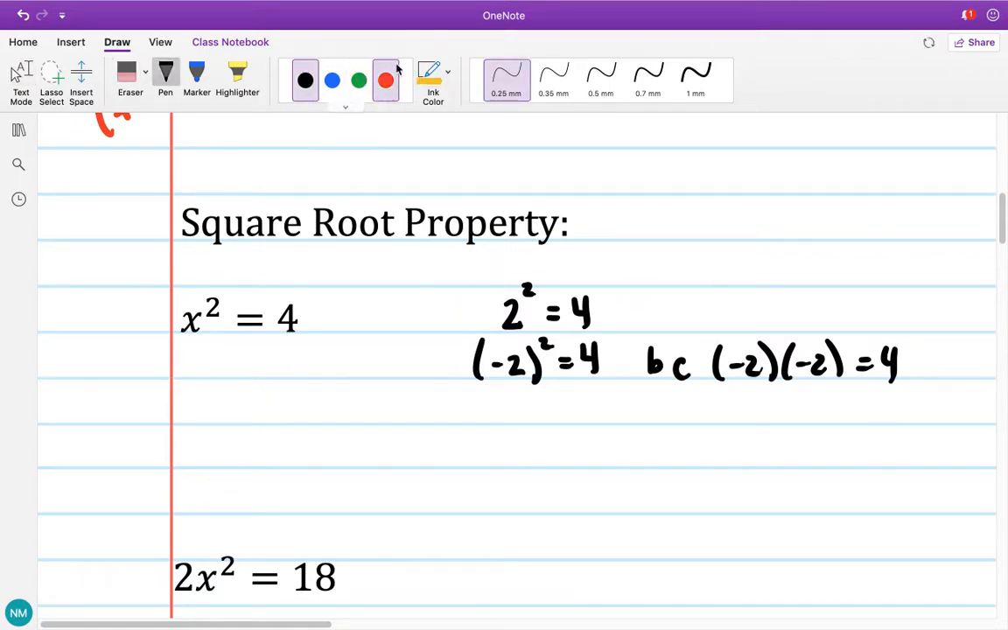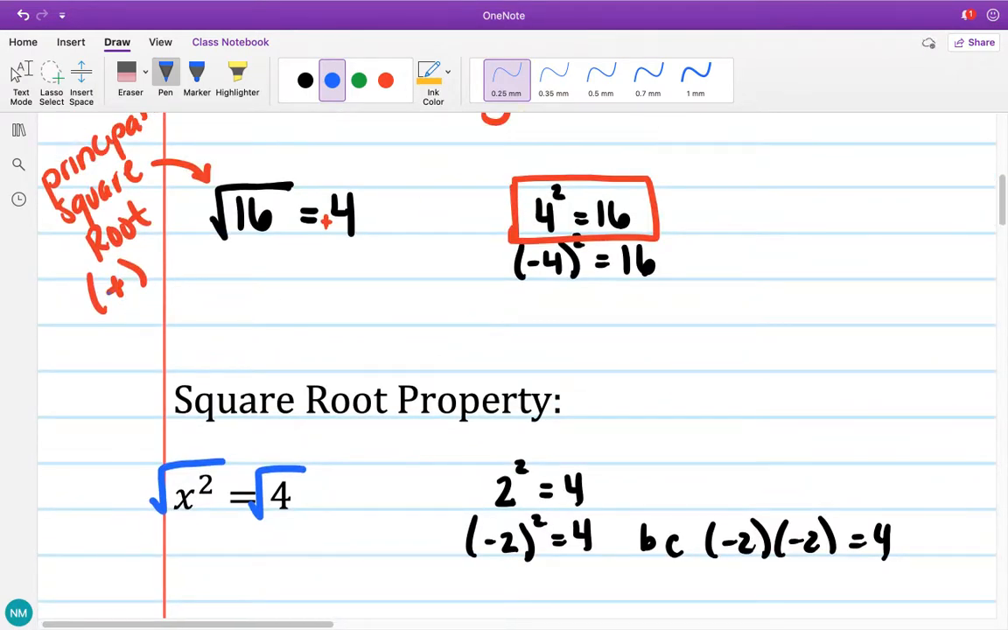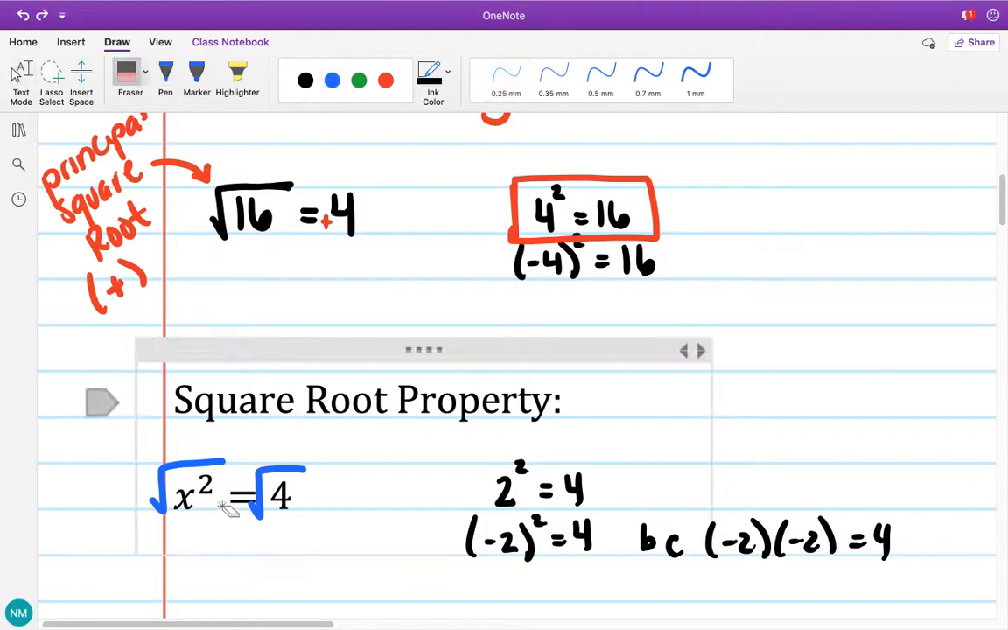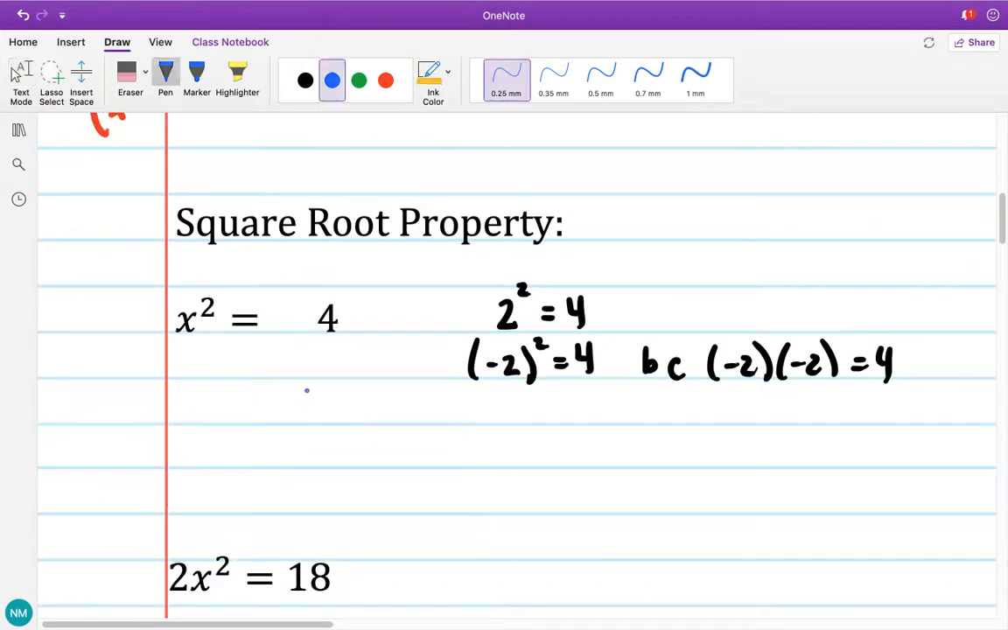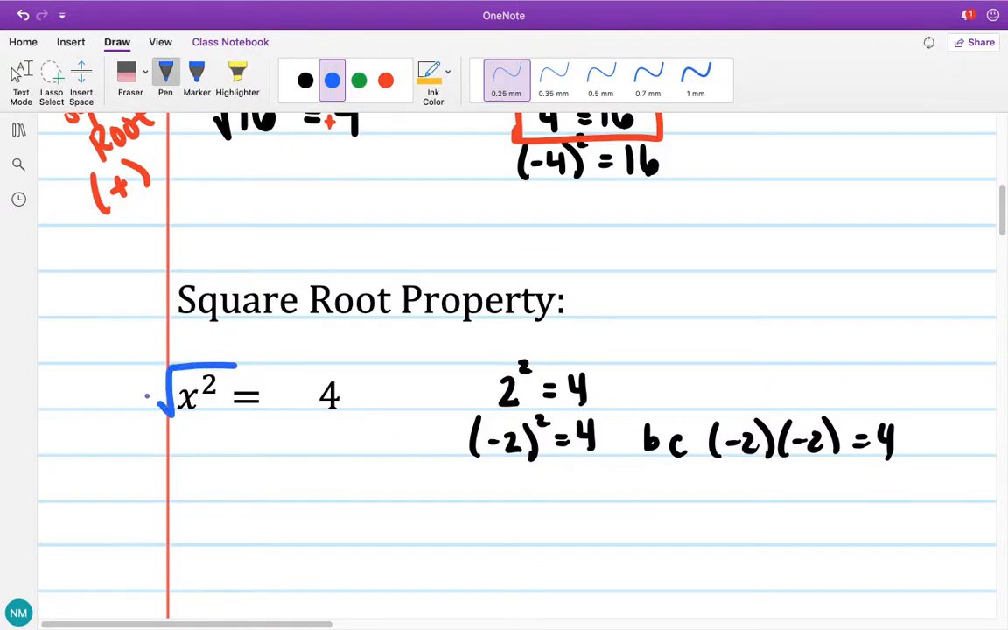So it's not going to make much sense for me to just take the square root of both sides, because this square root symbol means the positive square root. But here's the thing. When we are solving and we use the square root property, what we do is take the plus or minus square root of both sides. So this cancels out, and this becomes just x. The square root undoes the square.